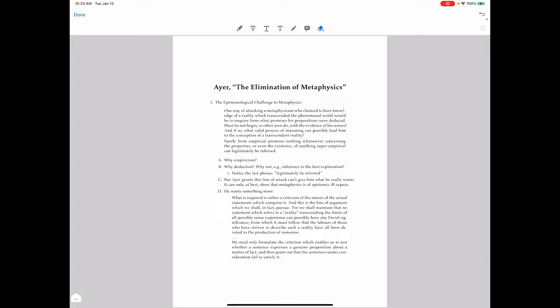So first, Ayer presents an epistemological challenge to metaphysics. So go read your favorite metaphysician. Maybe it's Leibniz and his talk about monads. Maybe it's Hegel and his talk about absolute spirits. Maybe it's Spinoza and his pantheism. Who knows? But you get these grand metaphysical systems that philosophers construct to tell you what all of reality is like.